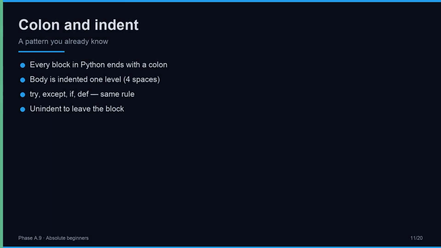Try colon, indented body. Accept colon, indented body. This is the same colon and indent pattern you already know from def for functions, if for conditions, and for loops. Every block in Python ends with a colon, and the body is indented one level, usually 4 spaces. To leave the block, you unindent back to the outer level. If you forget the colon, or forget to indent, Python will tell you with a syntax error before any line runs. A pattern you know.